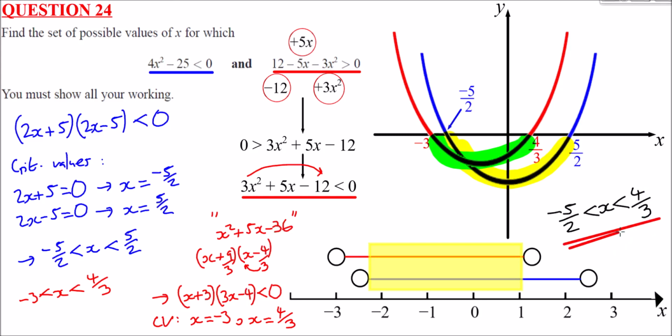So I hope you found that useful to some extent. As ever, some questions are absolutely horrible. That's the nature of the higher tier GCSE maths.